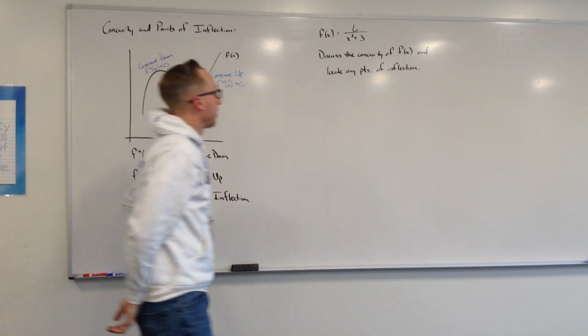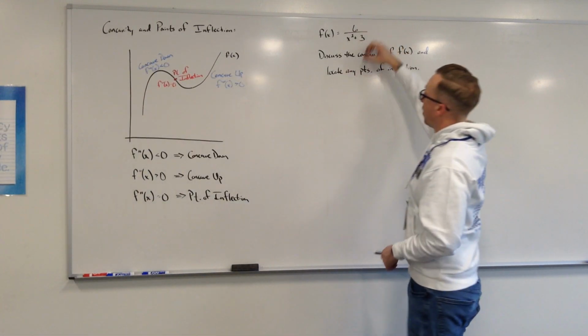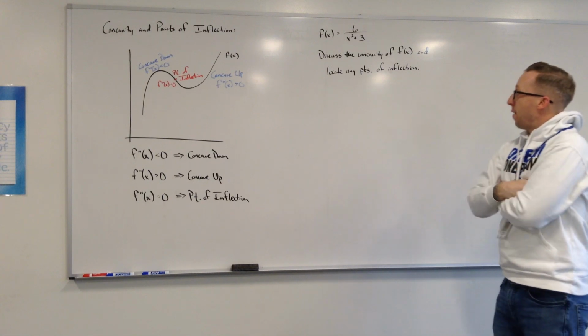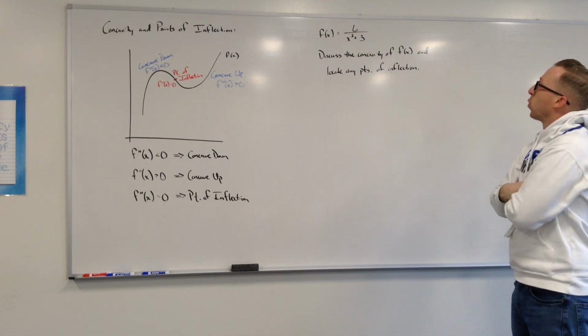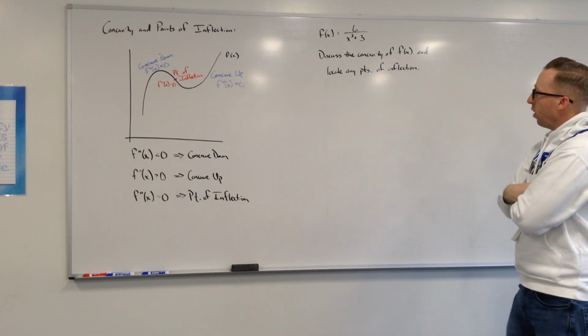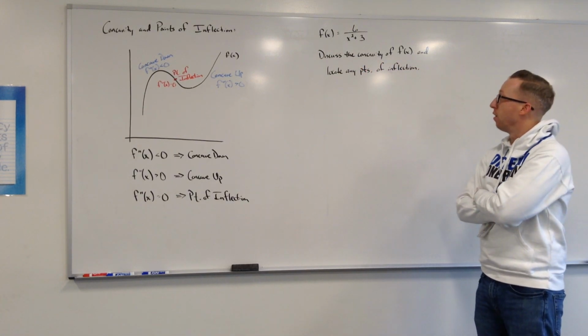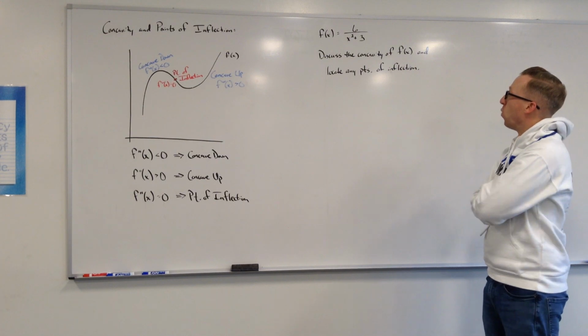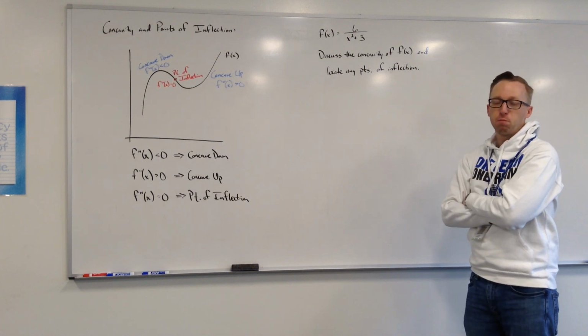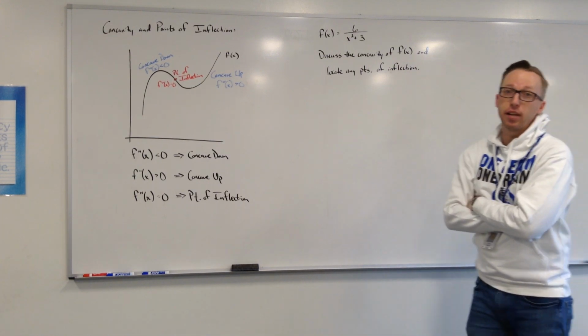Let's look at a specific example here for our given function. We're given f of x equals 6 divided by x squared plus 3. I want to determine any concavity of f of x. Where is it concave up or concave down? Where are any points of inflection? So let's start with finding the first and second derivatives.